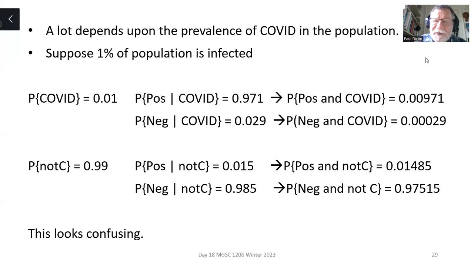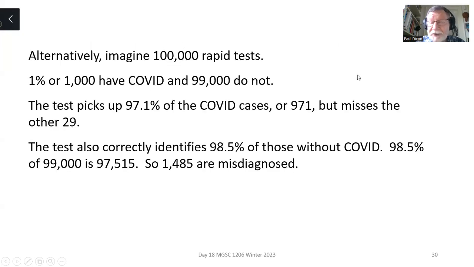What if 1% of your population, 1 in 100, had COVID? What would happen? In Nova Scotia, that's what we thought we were at, that most people didn't have COVID. We were one of the last places to get really hit by the virus. I can go through all the math, but this looks really confusing, so let me jump to what my students did.